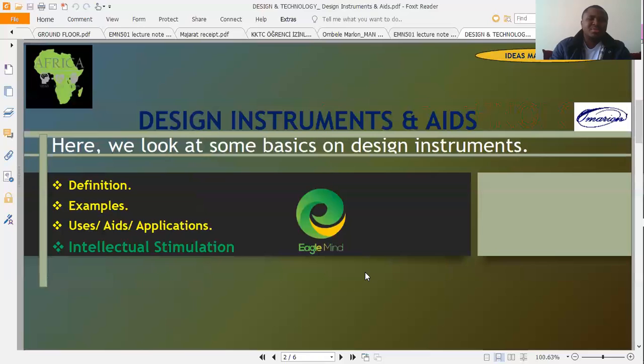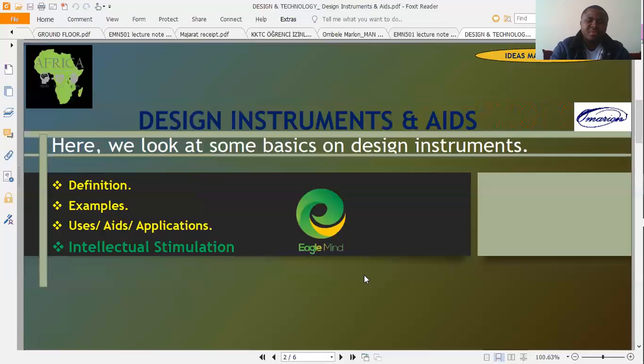And so, in this series of discourse for today, we're going to be looking at four key things: three more effectively, and then we're going to have a practical assignment. And the first thing we're going to be looking at is the definition of what a design instrument is. And next, we're going to see some examples of design instruments, and we're going to conclude with the uses, aids, or applications of design instruments.